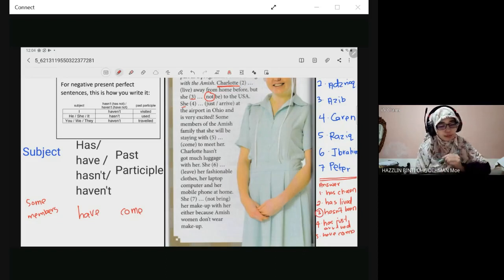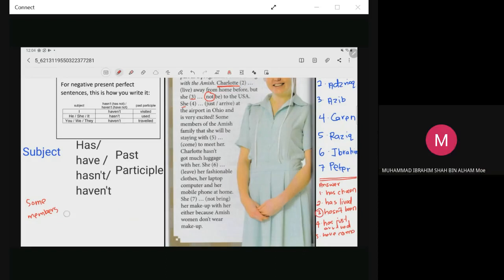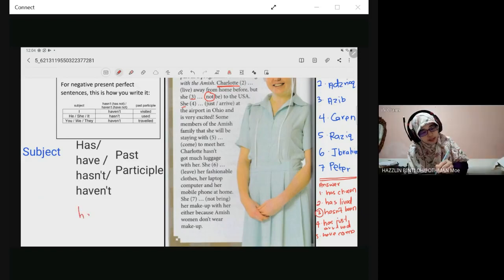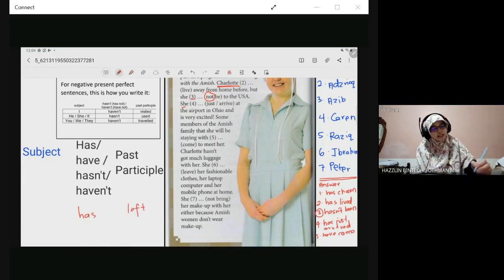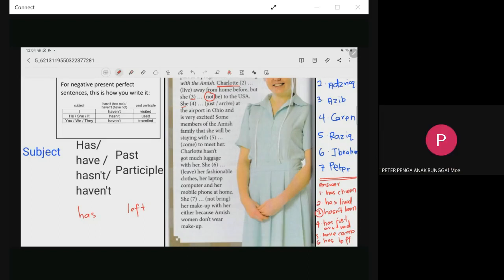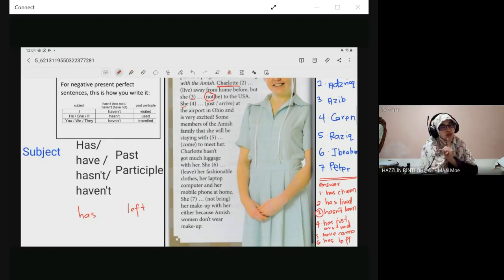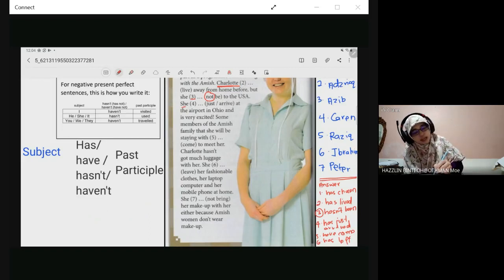Okay, number 6, Ibrahim. What is your answer? She has left. Very good. Has left. That is the correct answer. And the last one, Peter, what is your answer? Hasn't brought. Brung? No, not brung. Brought. Okay, very good. Hasn't brought. Correct.